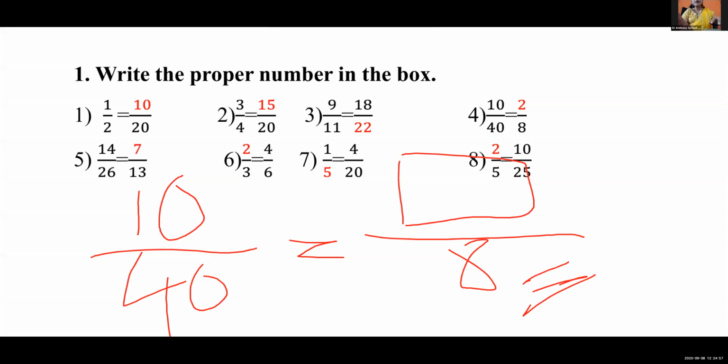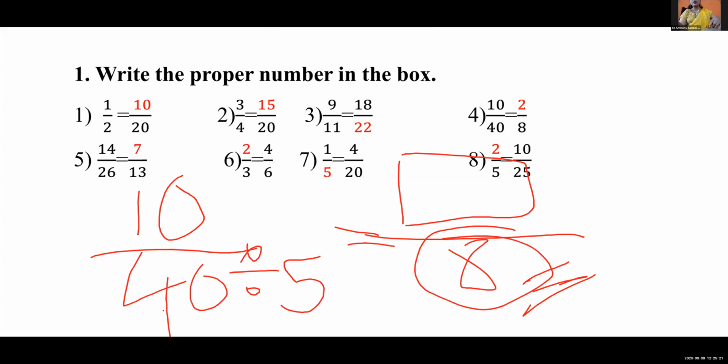So what will we divide this 40 by? By which number are we dividing? 5. 5 8s are 40. If we divide this 40 by 5, we get 8. So here 8 comes, correct? So if we are dividing by 5 in the denominator, that same number we use in the numerator also.